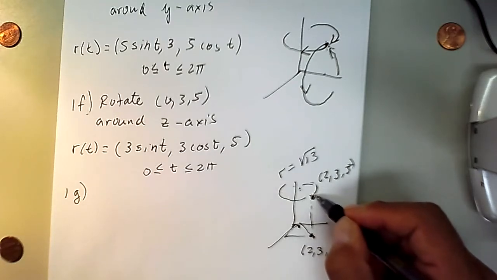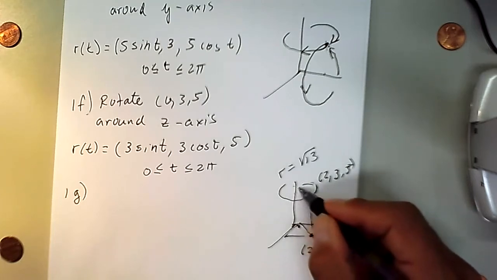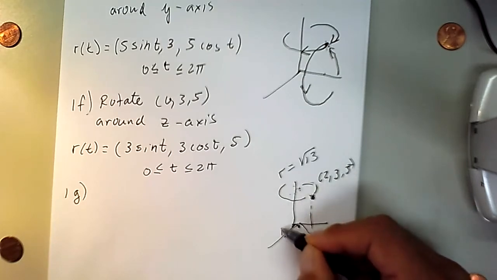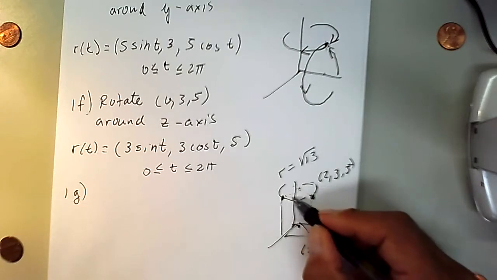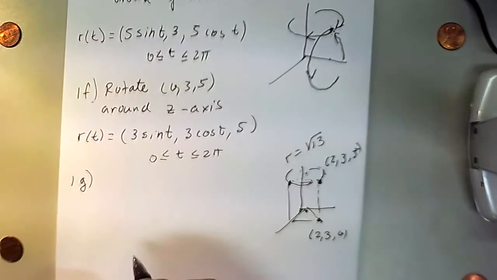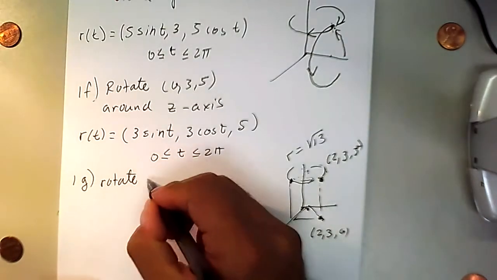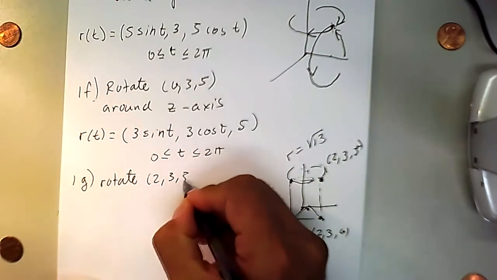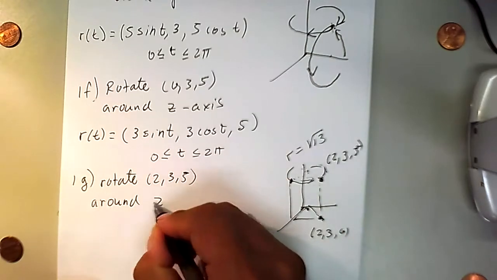I think it would be difficult to start there. So let's take this point on the circle and start here and go in this direction. Or you could take the other point down there. So one possibility. So rotate. The problem is rotate 2, 3, 5 around the z-axis.